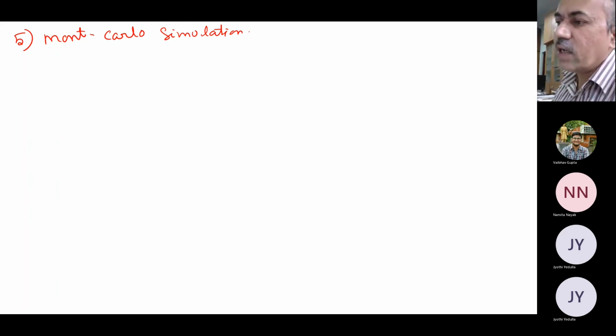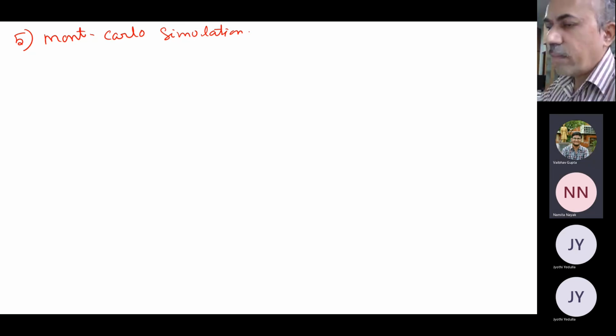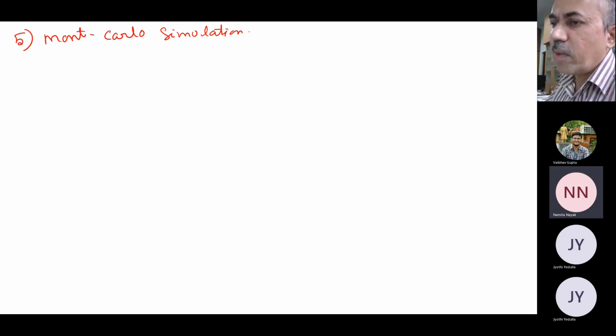then instead of doing one analysis, you have to do multiple analyses, many times. Instead of testing one beam, you have to test 10,000 beams. And then among these 10,000, how many are failing, you can easily compute.